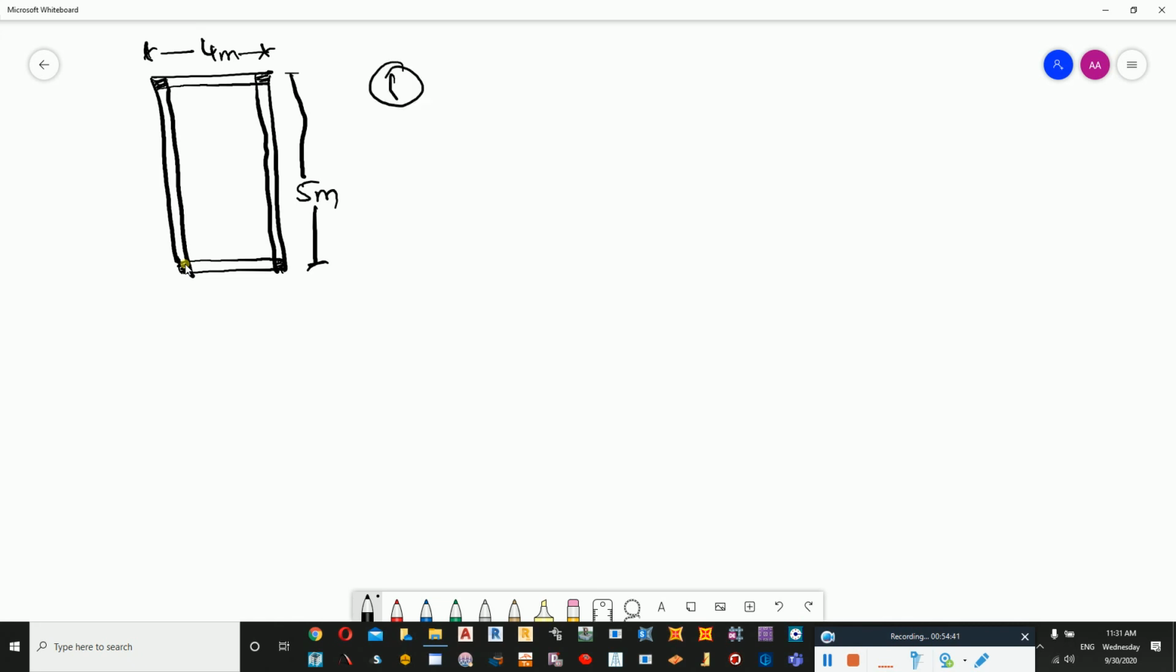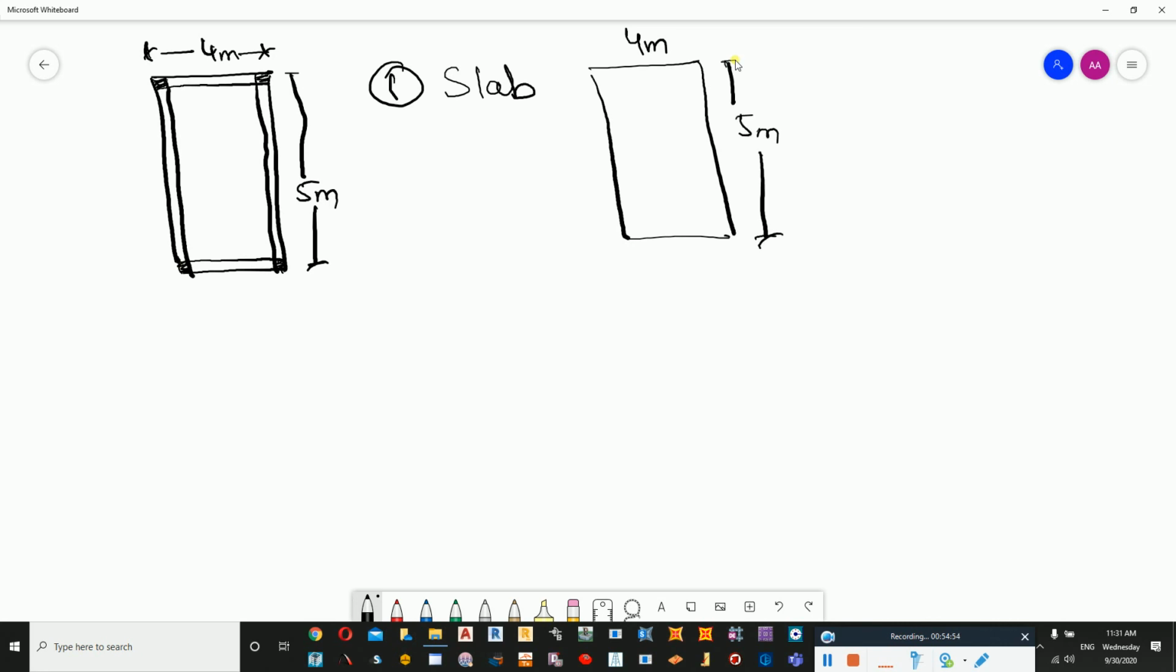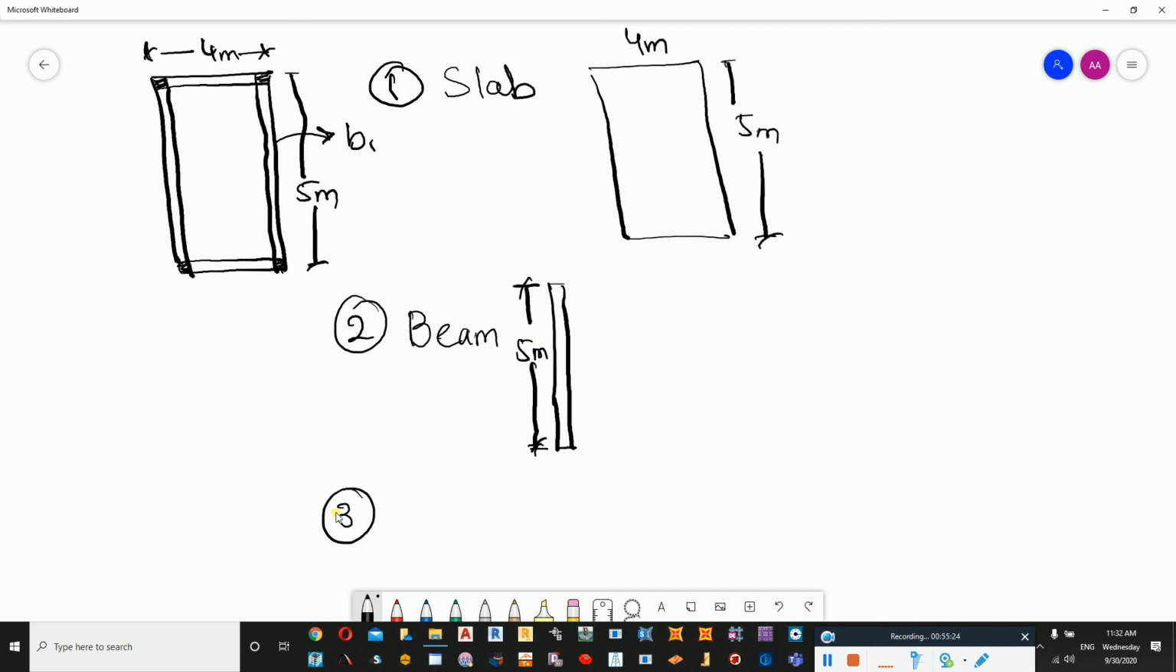So the first element is going to be a slab. Here the slab is 4 meter, 5 meter. Forgive me for my handwriting, I'm just writing on my tablet. Then we have a beam. So let's take for example this beam, beam number one. Beam number one is having a length of 5 meters. And then finally we're going to take for example this one, C1. So we're taking a column.